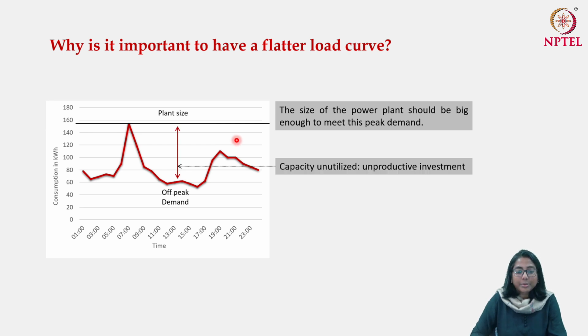But in that case, what is happening? This is the capacity of the power plant which remains unutilized during the off-peak period. Now, why are we so concerned about the unutilized capacity in a power plant? Because you need to understand that the investment in a power plant is very, very high. Therefore, if you have a big power plant and during most of the time of the day, most of this power plant remains unutilized, that means that a lot of investment that has gone into setting up this power plant remains unproductive.